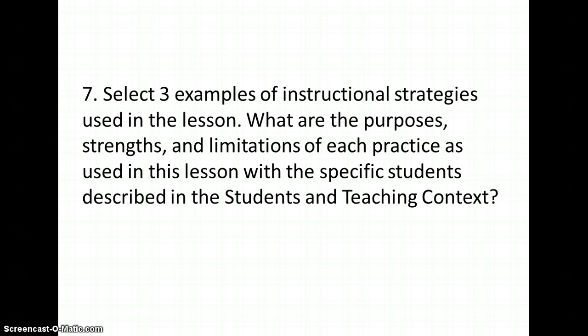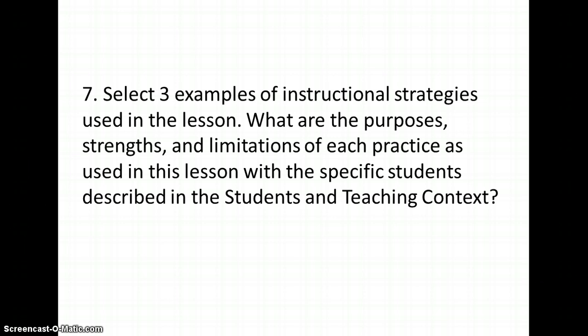So you want to be sure that you also relate your comments to students in grades 4 through 8 in general. There are some examples of how you can bullet point these answers in the study guide.